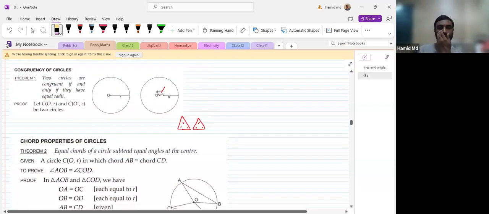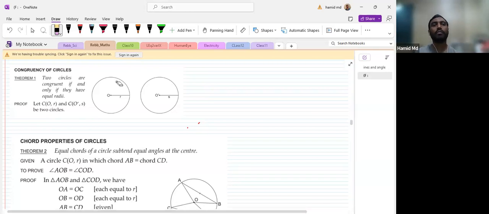Now this was the first theorem. Theorem number 1: two circles are congruent if and only if they have equal radii. So can you give me an example of congruent circles from your daily life?